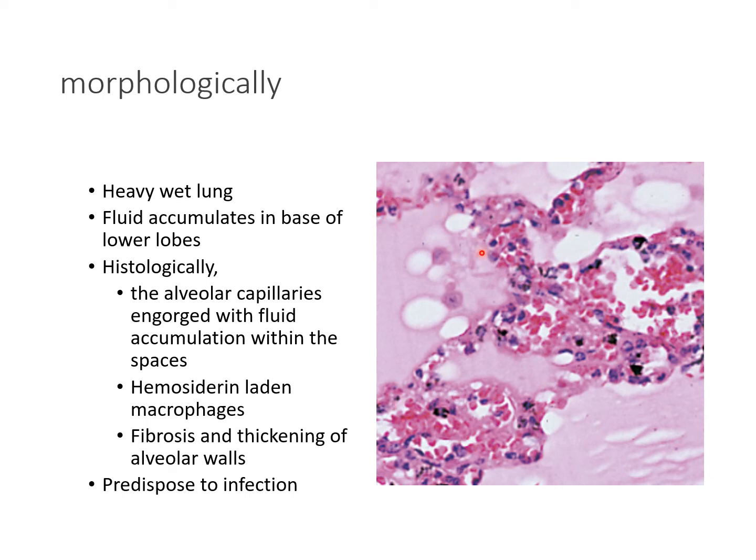As you can see in this picture, these are the alveolar spaces, and it's supposed to be empty with white spaces in between. So now it has this pinkish material. These are fluid. So the alveolar spaces are filled with fluid now. And you see the alveolar capillaries are engorged with red blood cells. So with time, if this doesn't resolve, there's going to be fibrosis, and this condition predisposes to infection.